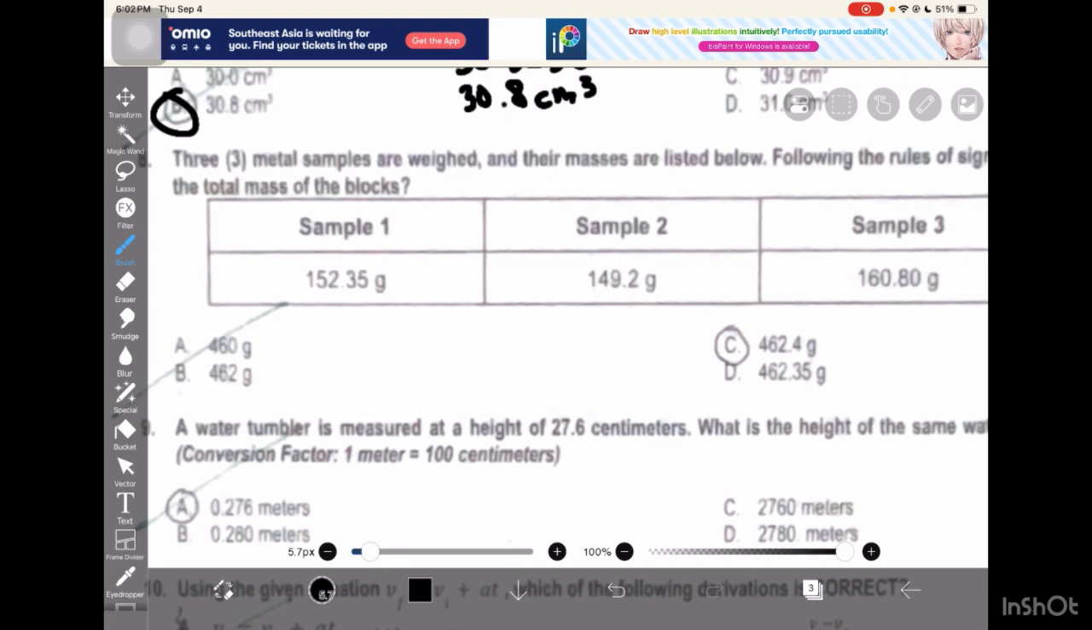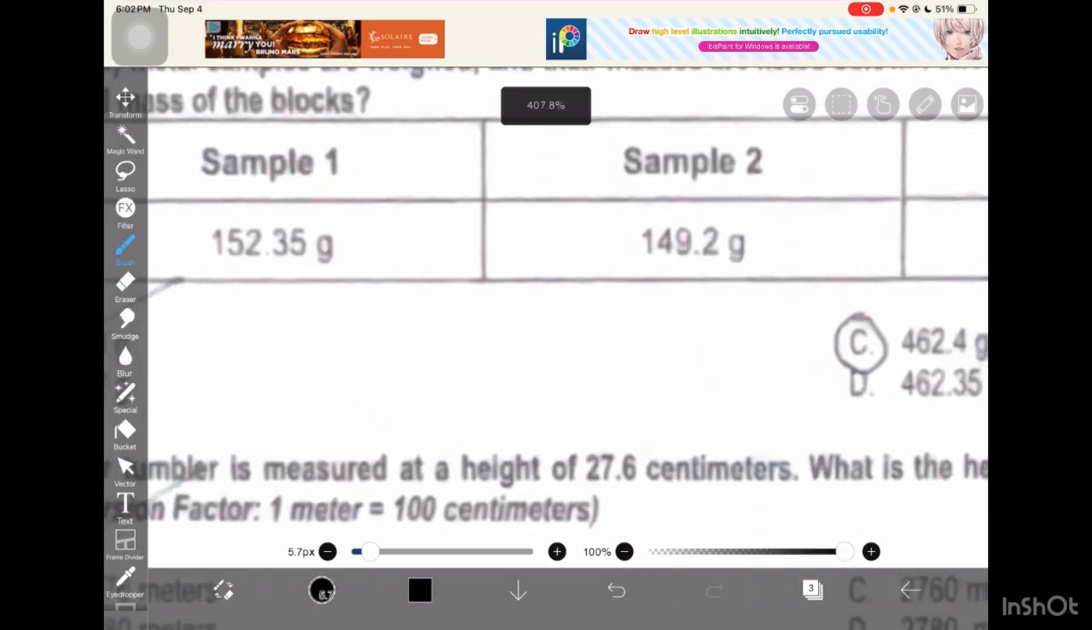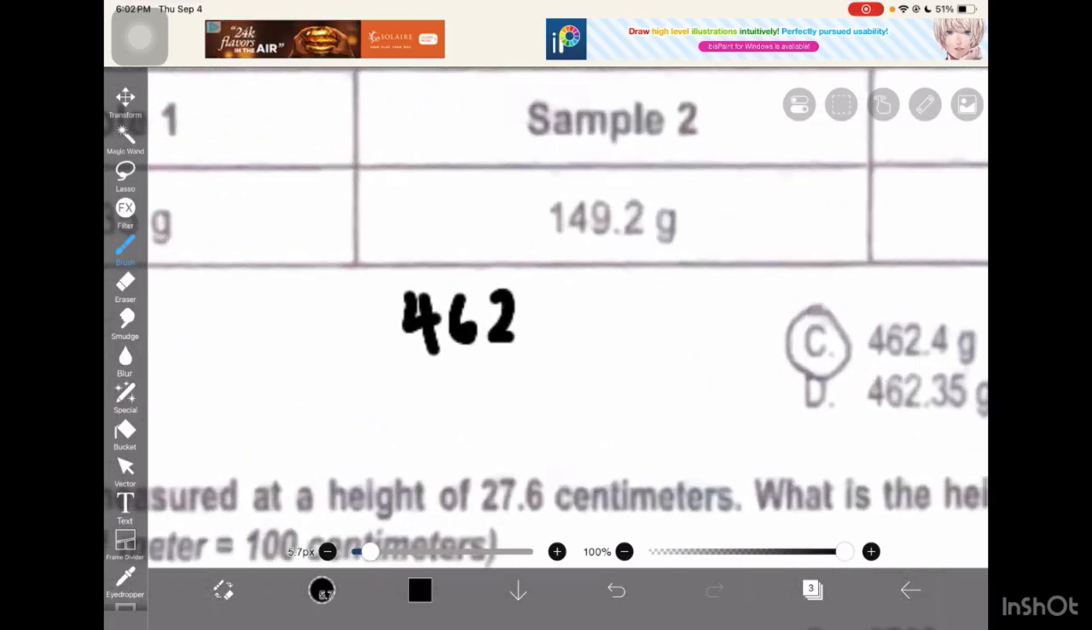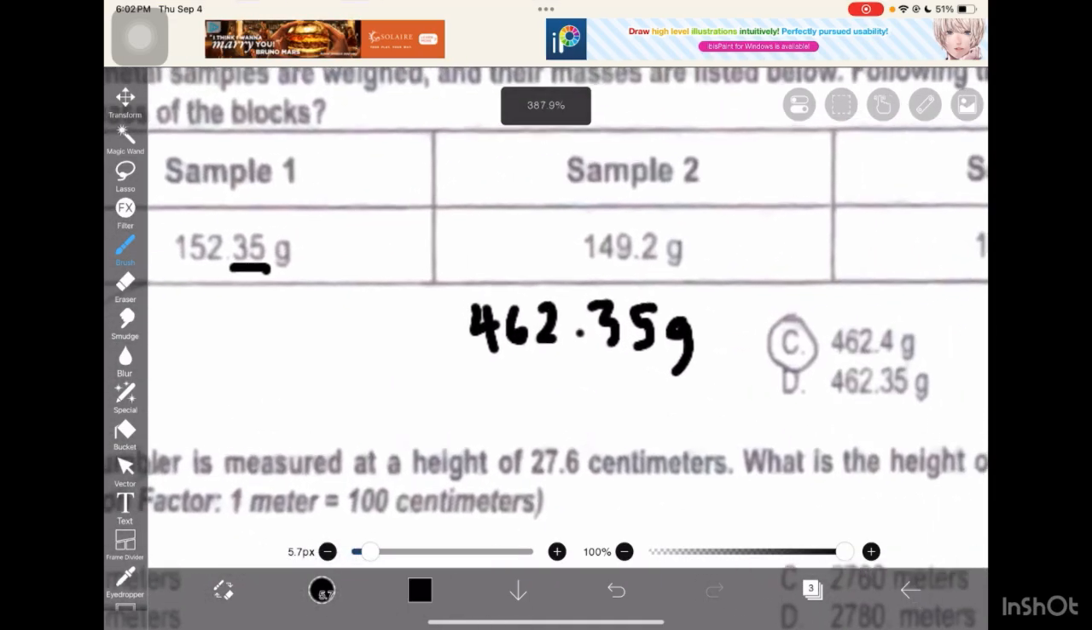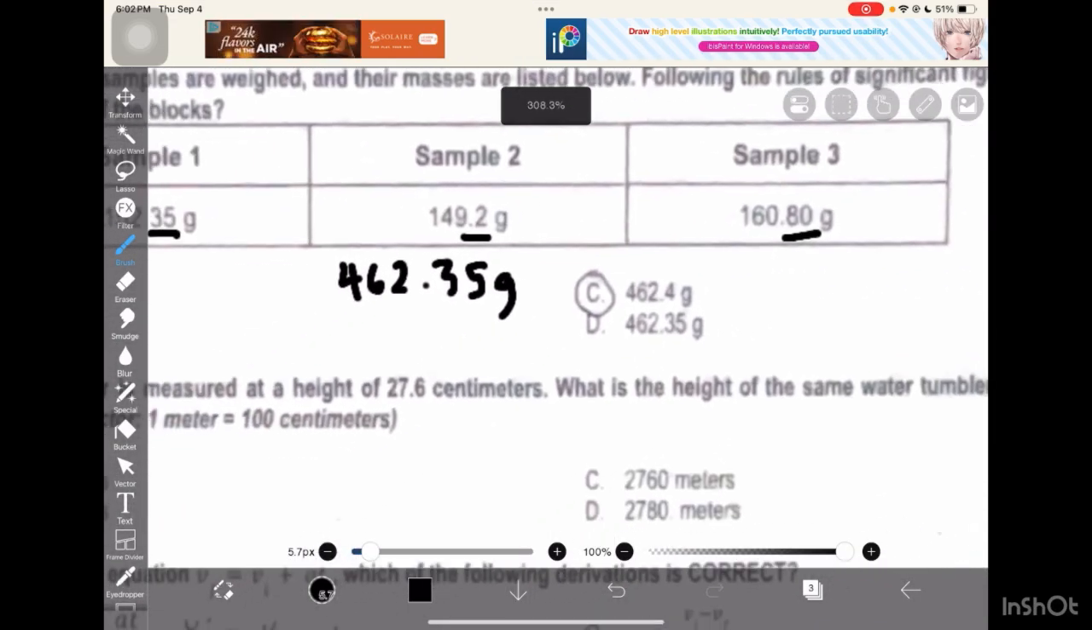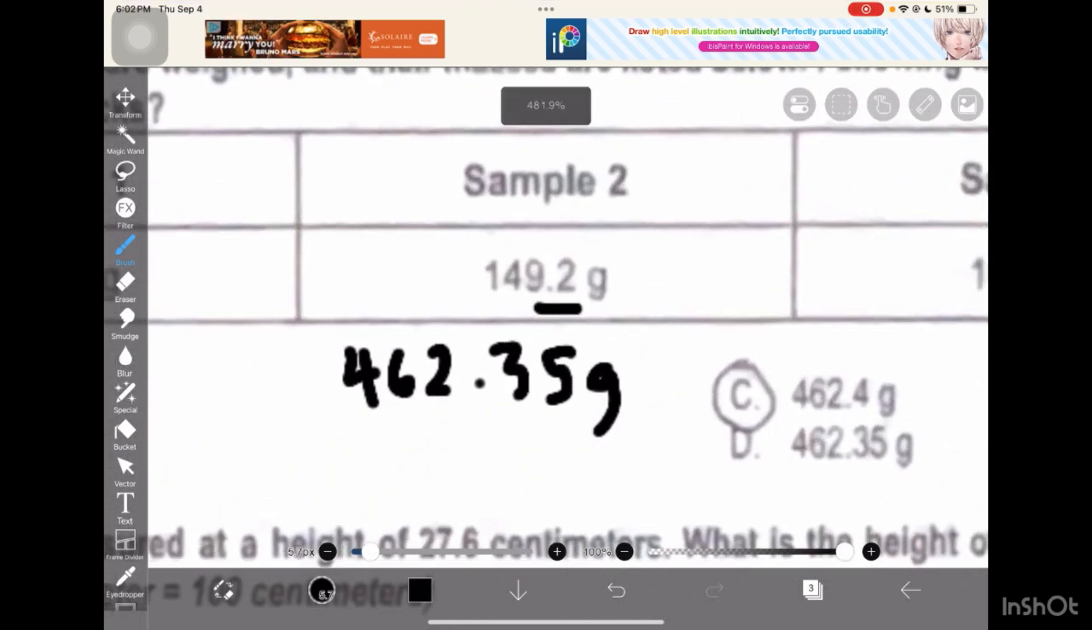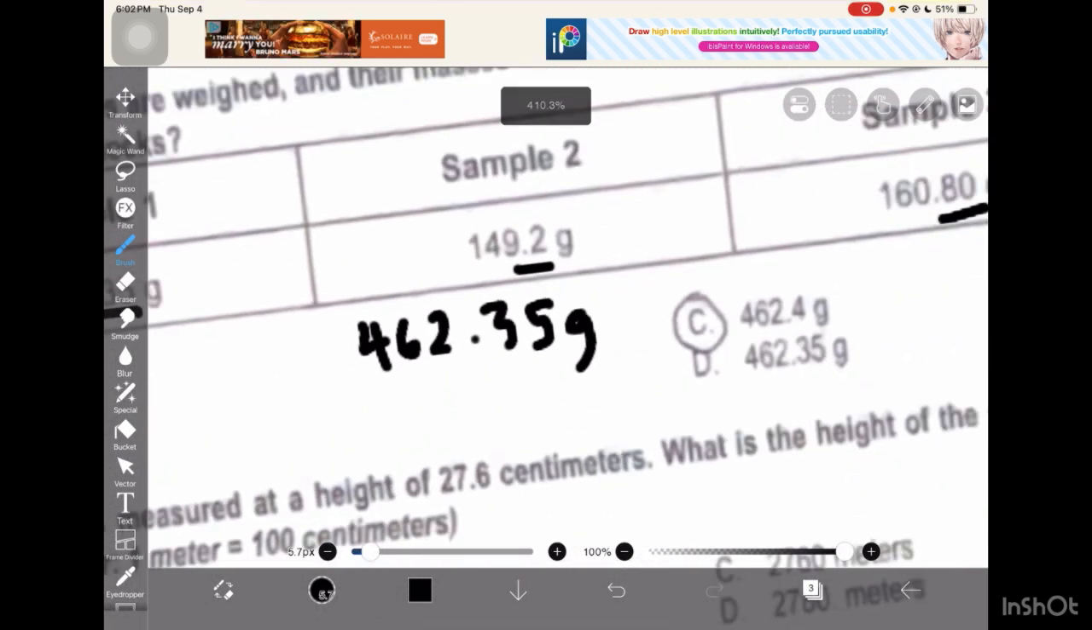Oh, we have to add them up all first, I believe. And then we have to round it off to the least decimal points. So if we put it in our calculator, 152.35 plus 149.2 plus 160.80 grams, that's equal to 462.35 grams. However, we have 2 decimal points here, 1 decimal point here, and 2 decimal points here. So we have to follow 1 decimal point because it's the least amount of decimal points.